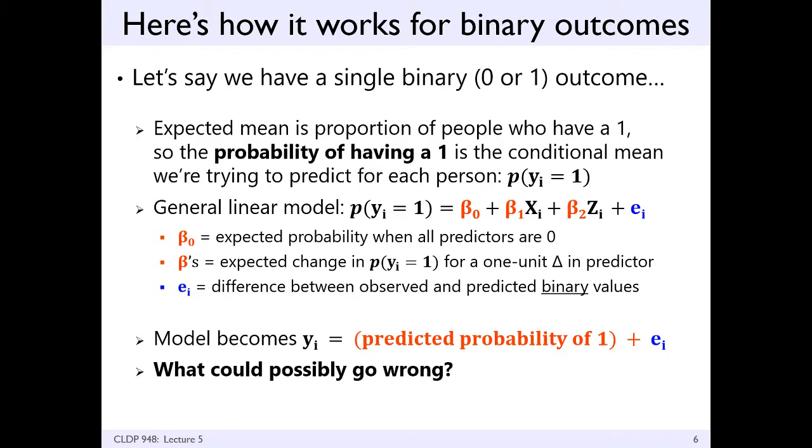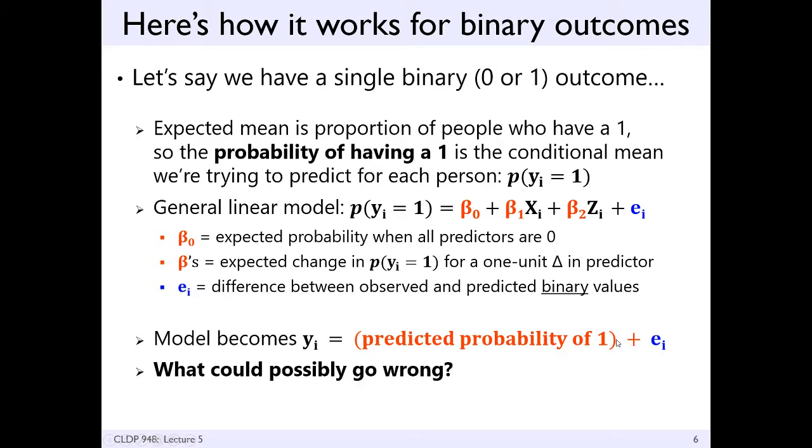Then after that is my regular old linear model, what's known as the linear predictor, and my residual sitting at the end, which is how far off my model prediction is from the original outcome. So in this situation, we would know what to do with these betas. Beta 0 would be the expected probability of a 1 when these predictors are 0. The betas would give us a 1-unit change in the probability of a 1 for a 1-unit change in the predictor, and E would be the difference between the observed binary value and the predicted probability. So it looks like this.